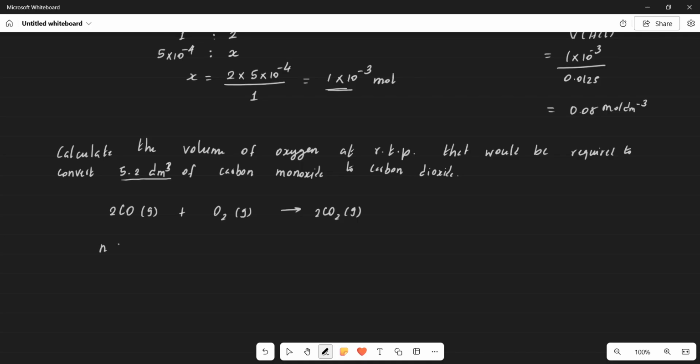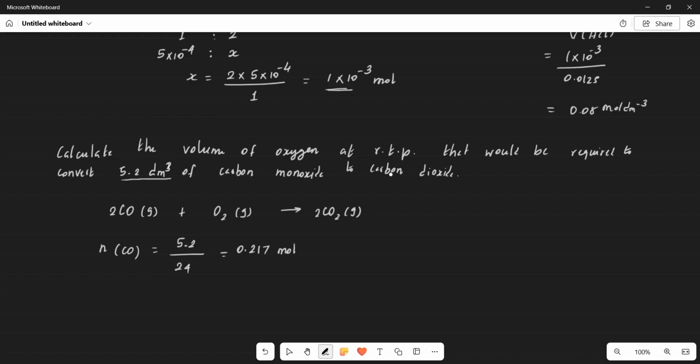So the number of moles of carbon monoxide is equal to volume divided by 24. Here I am not converting because it is already given in decimeter cube. If it is given in centimeter cube, I need to convert that centimeter cube into decimeter cube. So 5.2 divided by 24. What I am getting is 0.217 moles.